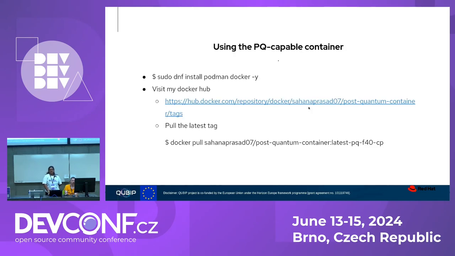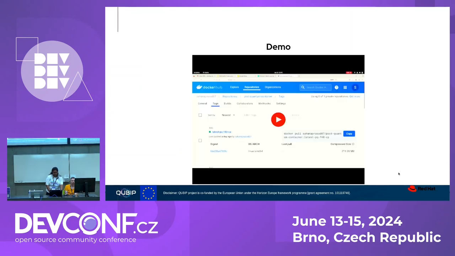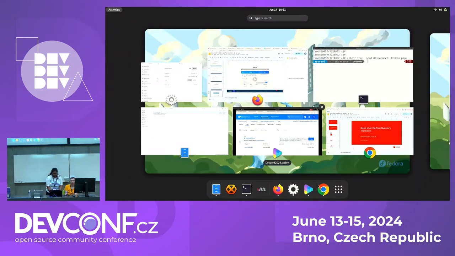All right, so how do you actually use this post-quantum capable container? You first have to ensure that you have Podman or Docker installed on your system. Once you do that, visit this link and just pull the latest tag by running this command on your system. We should now move on to our demo.